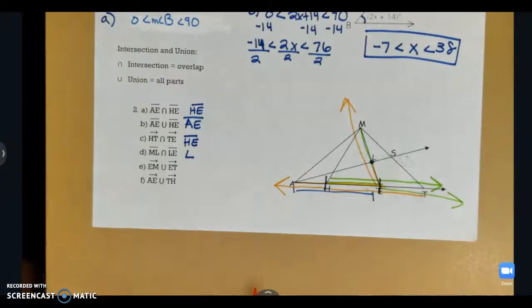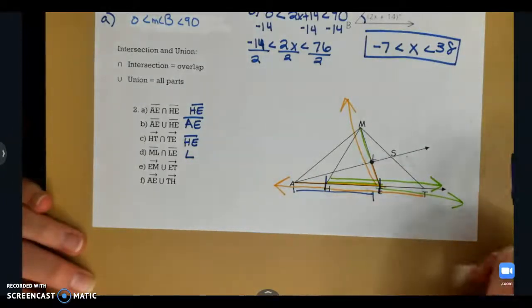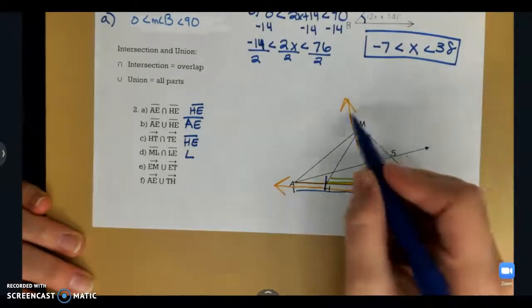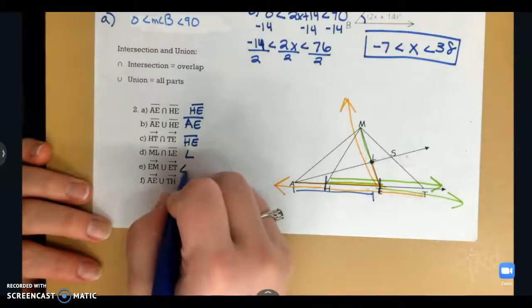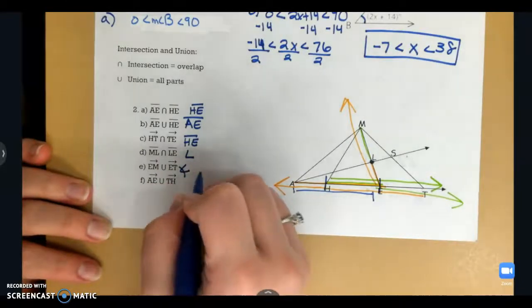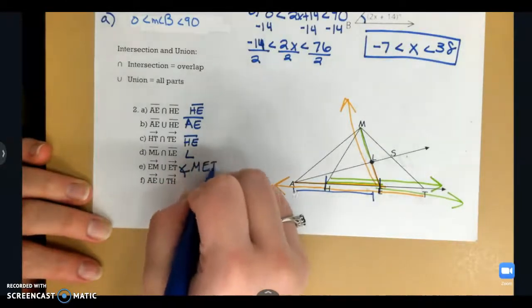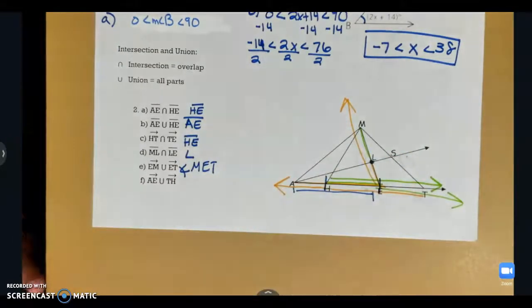Now remember from the definition of an angle as well as your homework assignment in the video, when we have the union of two rays, it's all of this area in between. So that is going to be angle MET. All of this space in between. Remember, the definition of an angle is where two rays meet.